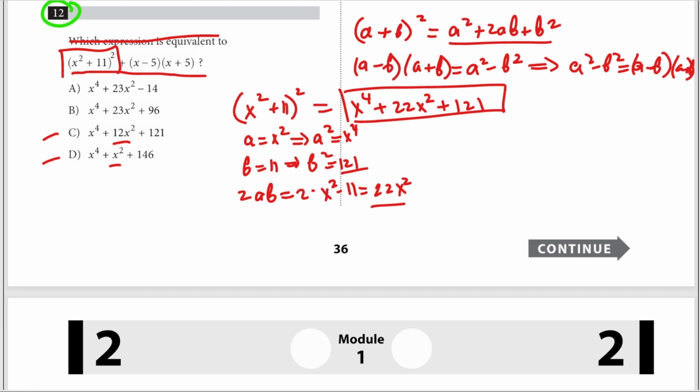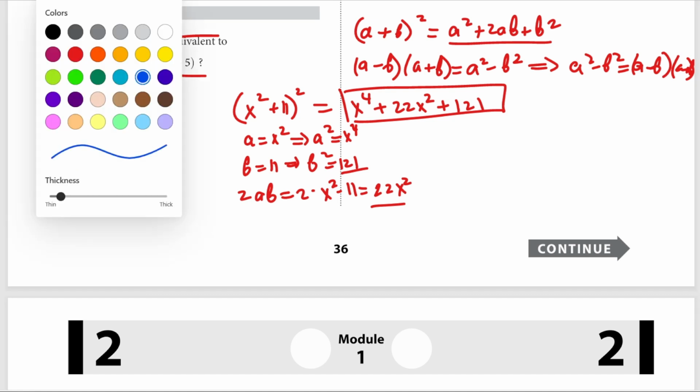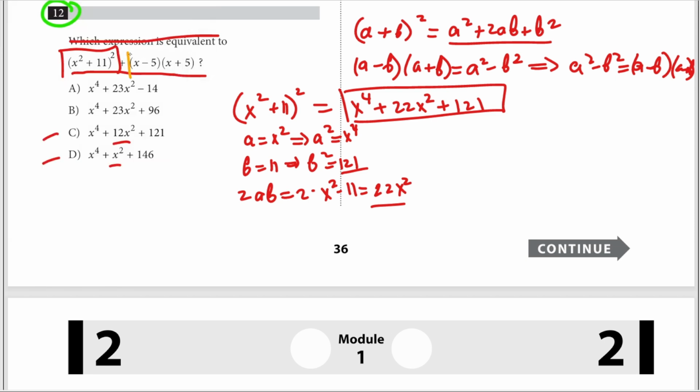So the second one, let me change the color, maybe orange. So the second one is this one. So x minus 5 times x plus 5. That's just a difference of squares. So x minus 5 times x plus 5. Again, don't need to FOIL it. You just know that this is equal to a squared minus b squared. This is equal to x squared minus 25.